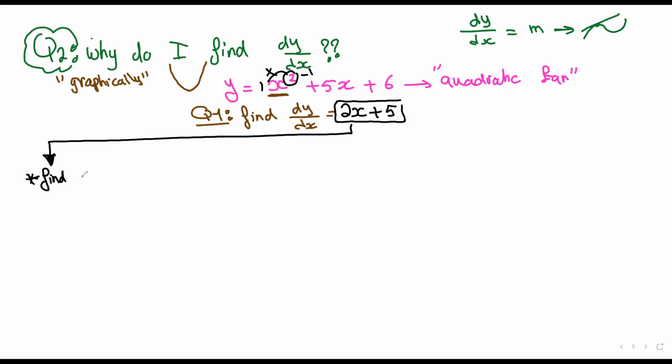Find the gradient of the curve at x equals 3. I honestly really care that you understand. Now, let's first understand what I mean by finding the gradient of the curve at x equals 3.